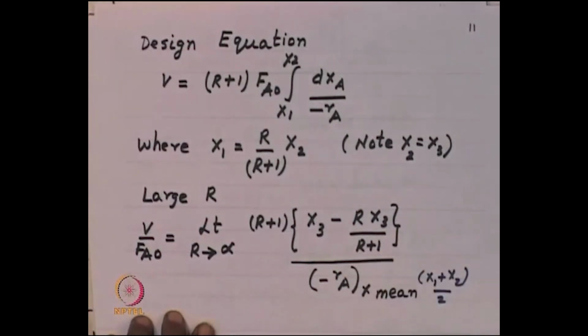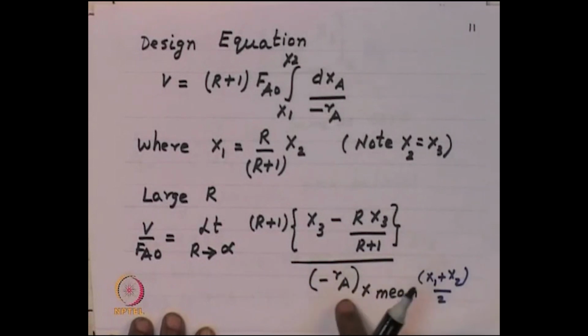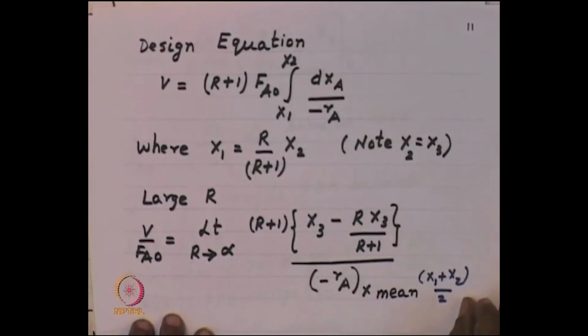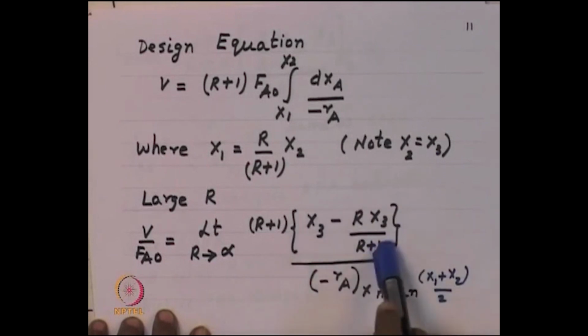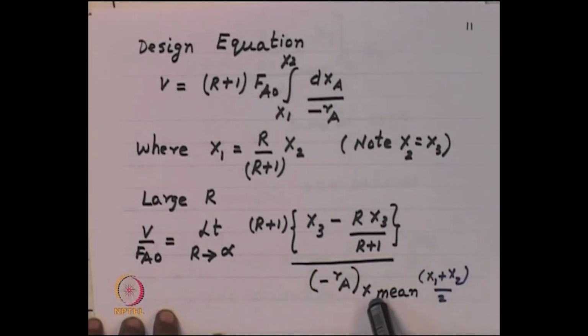So, the numerator becomes x3, R plus 1 gets cancelled. Therefore, this whole thing becomes the value of R_A at the mean value, which is x3. Is that clear what we are saying? This limit as R tends to infinity, the numerator becomes x3 and the denominator becomes the value of R_A at x3, because the mean at R tends to infinity becomes x3.